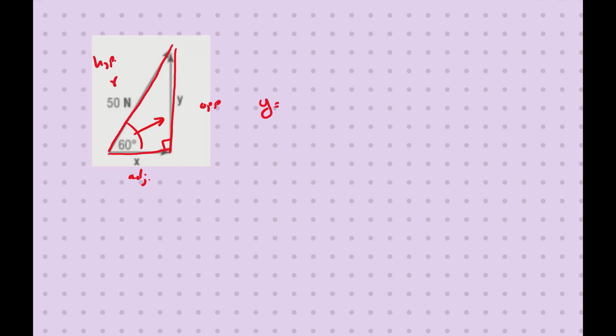So y is going to be equal to your hypotenuse, which is 50. And then since we're talking about y, we want sine of 60, and the same for x. So x would be equal to your hypotenuse, which is 50, times, not sine, cosine of 60. And then we go as follows.